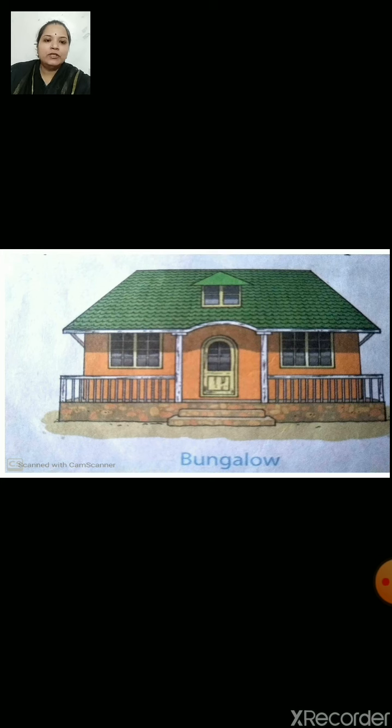Now, the houses in plains have flat roofs. In the plains, people build houses with flat roofs. Have a look at the next picture. This is a house with sloping roof. Do you know in which place this kind of houses are built? Houses in hilly areas have sloping roofs, as sloping roofs help the rain and snow to slide off the roof.